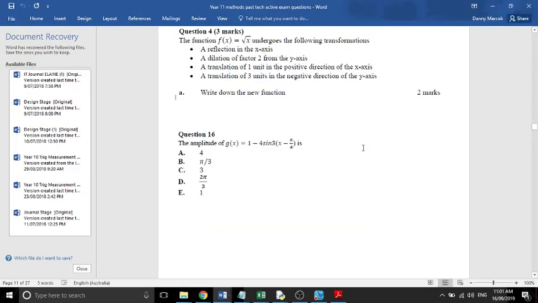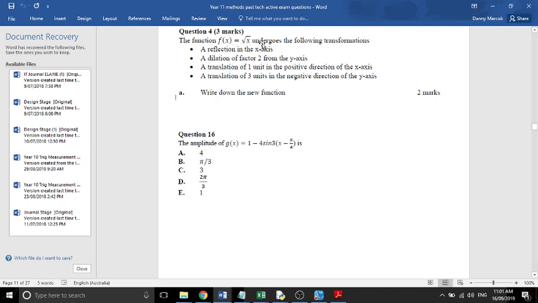We'll go through these two questions in a different order. This one here, the amplitude of g of x equals 1 minus 4 sine 3x. Well, the amplitude is always the coefficient of the function, so it ends up being 4. That's what you get. So the amplitude there is 4. Now, let's have a look at this one.